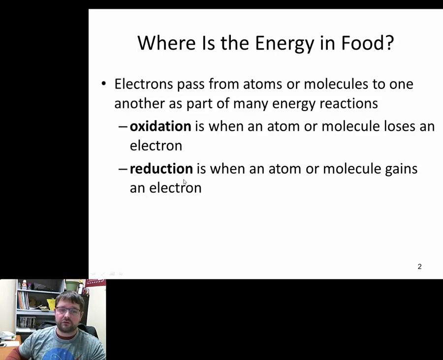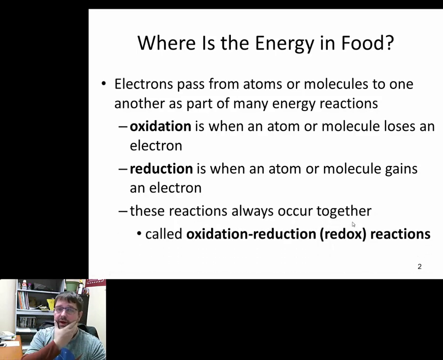Okay, reduction in this case is often coupled with a reduction in charge. So if it did have a charge, by gaining that electron, it now becomes neutral. That's not always the case, but reduction events always gain electrons. And these are called redox reactions, or oxidation reduction reactions. And they always occur together.